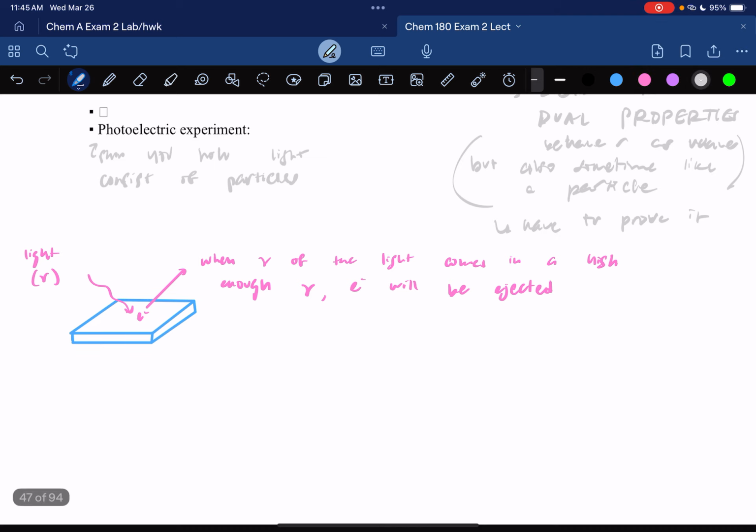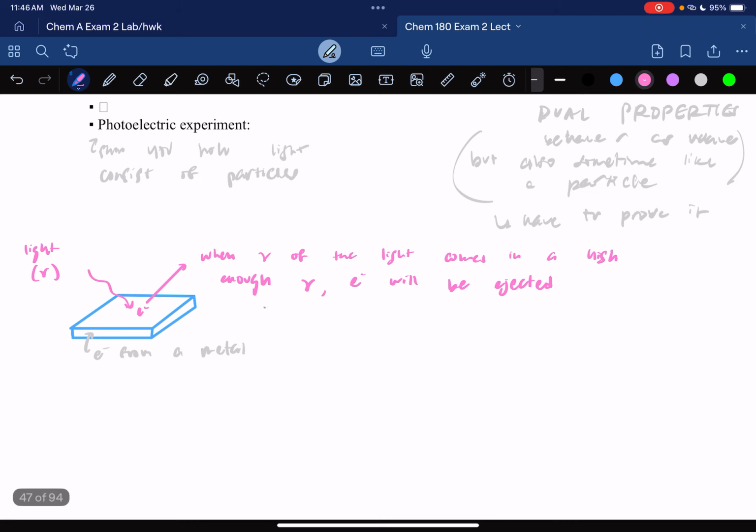So the electron from the atom is going to get ejected, but only when what? When you have enough frequency. Okay, so it will be ejected. We could actually measure its energy, the energy of the ejected electron. I'm not going to go into exactly how we measure that, we just know that it can be measured.